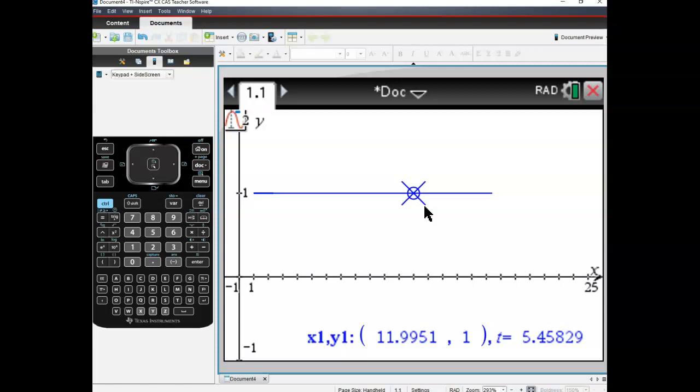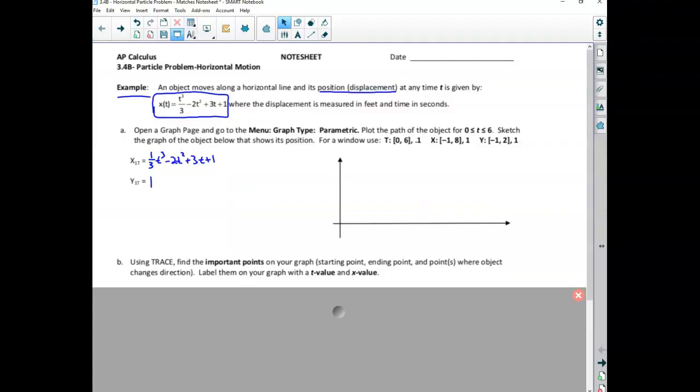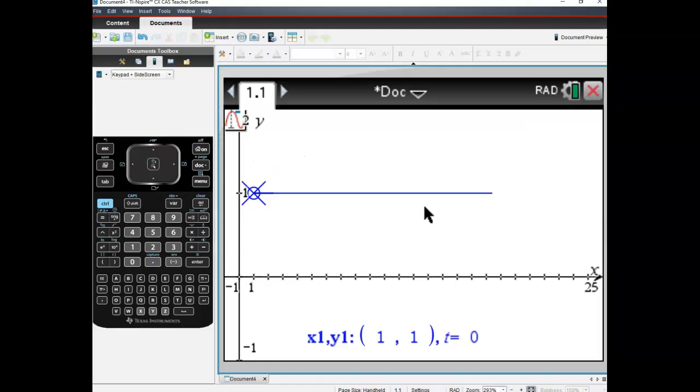And where am I going to start? Well, hopefully if we put a 0 in for 0 time, we are starting at 1. So what that means is when t equals 0, my position equals 1. Now, what's the next thing we're going to be looking at? We want to know when this thing changes direction, where it starts, and where it stops.